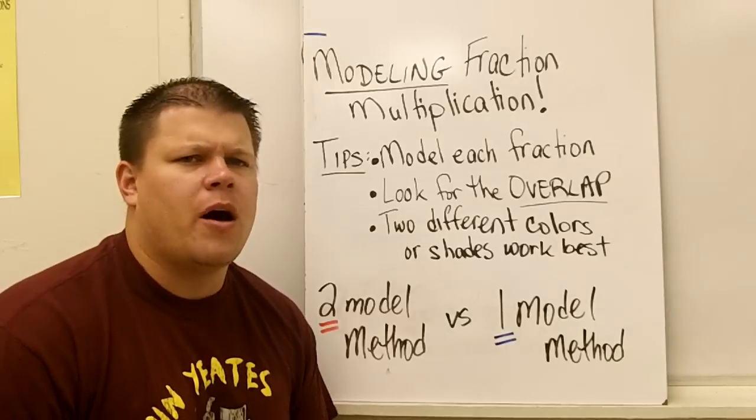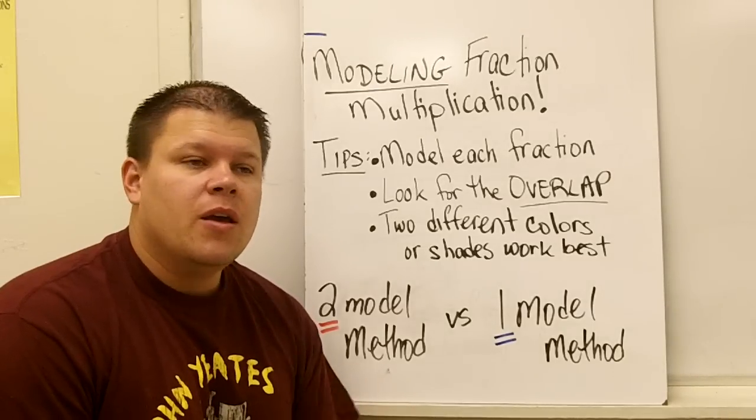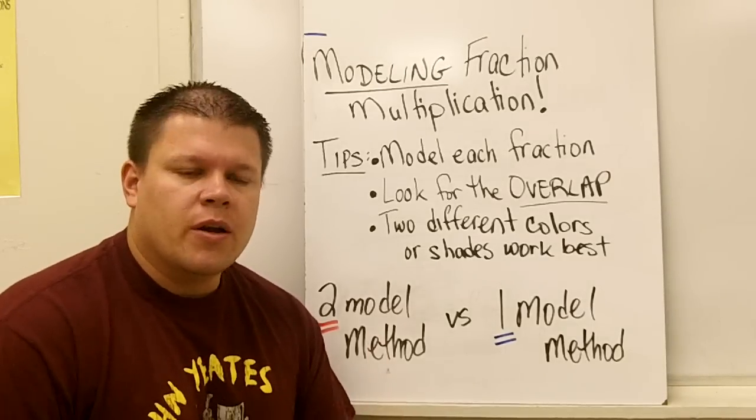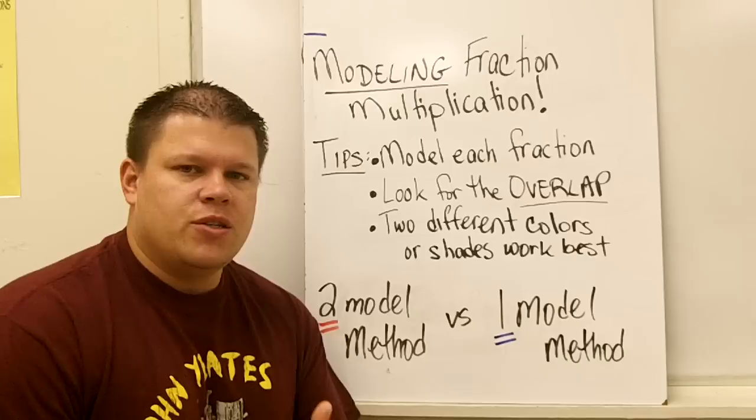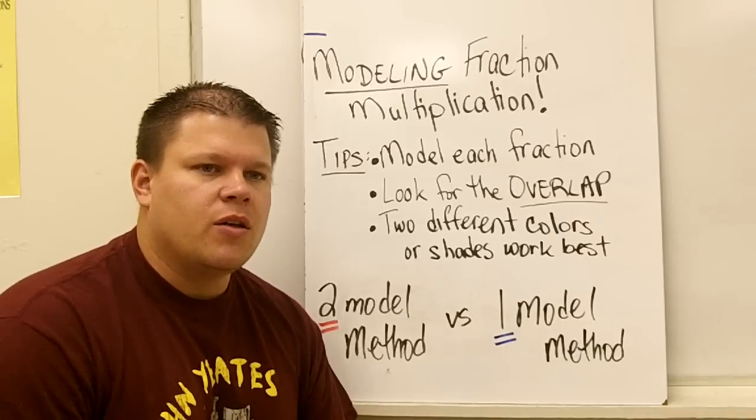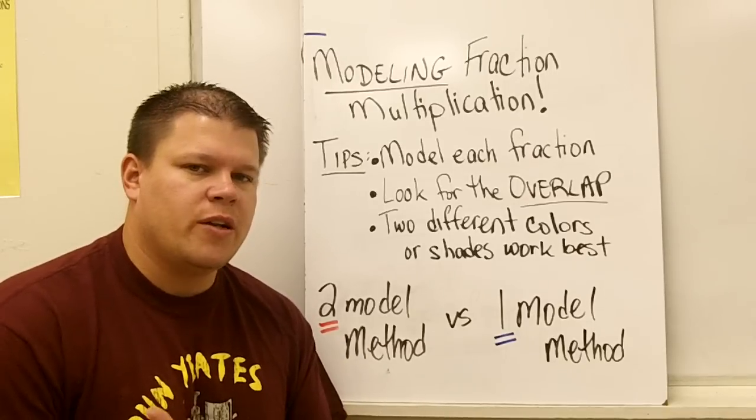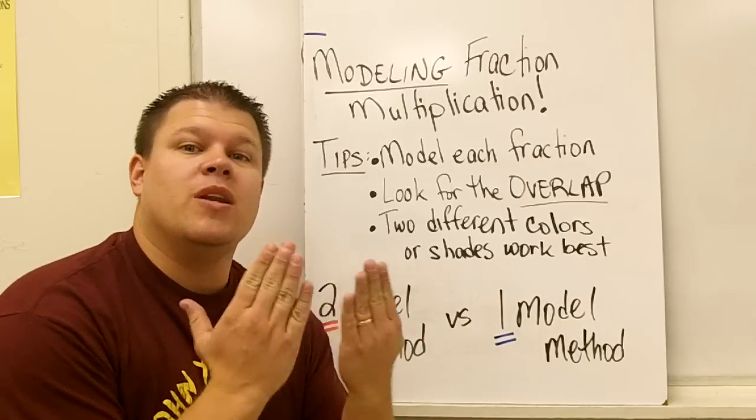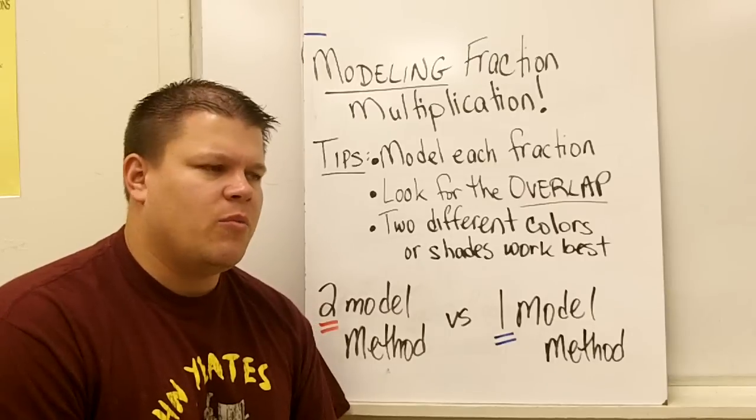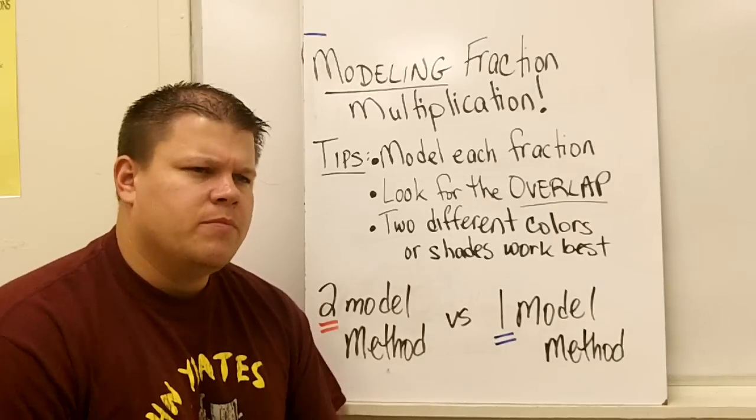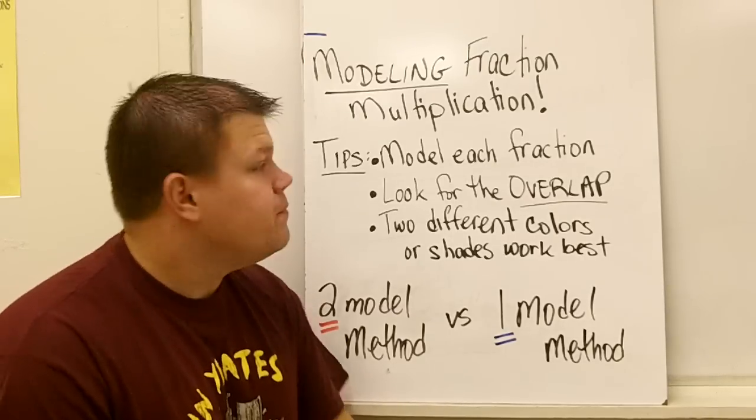If we do a one-model method, we could do the same thing, but we'd be doing it just on one picture. And whatever method is easier for you, that's what we'll do. In class, we will work with using transparency film to overlap stuff so that you can easily see it. And most of the time, we'll just draw pictures. But let's see what you like and see what you don't like.